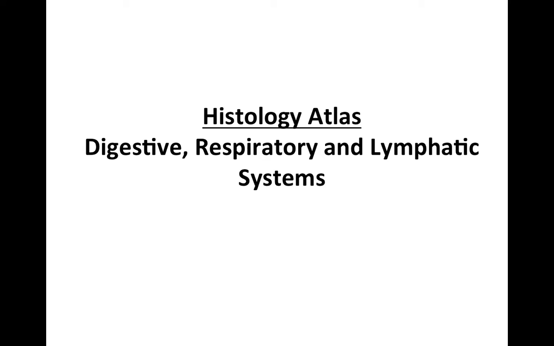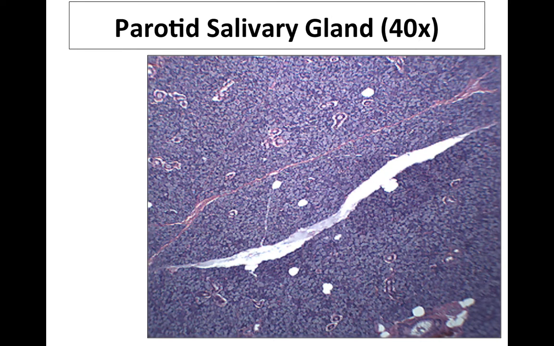In this video, I'll be reviewing the slides from the Histology Atlas that are associated with the human digestive, respiratory, and lymphatic systems. So to begin with, we take a look at a series of salivary glands. There are three salivary gland tissue types that you will be examining in lab, and it's not necessary to distinguish between the three, the parotid, the submandibular, and the sublingual. Your responsibility will be to just identify that they are salivary glands, and of course to identify different structures within each gland.